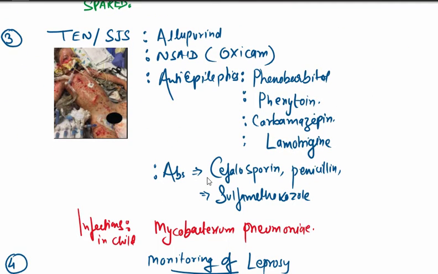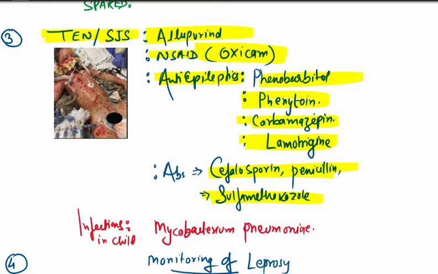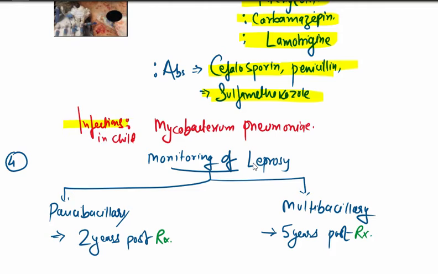Next one. This image is toxic epidermal necrolysis or Stevens-Johnson syndrome. The triggering agent can be some drugs. Among them are allopurinol, NSAIDs like oxicam-containing drugs, anti-epileptic drugs such as phenobarbital, phenytoin, carbamazepine, lamotrigine, and some antibiotics like cephalosporin, penicillin, and sulfamethoxazole. All these can be triggers of toxic epidermal necrolysis or SJS. Sometimes, like in children, infection is the cause. The notorious one is Mycoplasma pneumoniae.